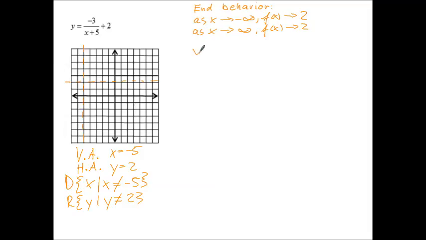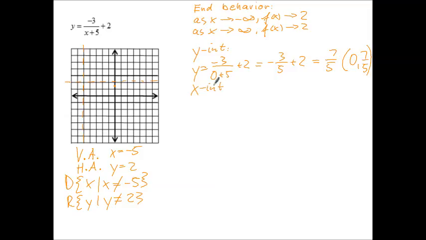Let's find our intercepts. The y-intercept will be y is equal to -3 over 0 plus 5 plus 2, which is -3/5 plus 2. 2 is 10/5, so -3/5 plus 10/5 is equal to 7/5, or in other words, 0, 7/5 are our coordinates. 0 and 7/5 is a little less than 1.5, so somewhere up here.